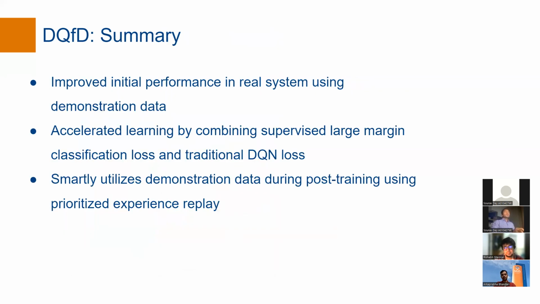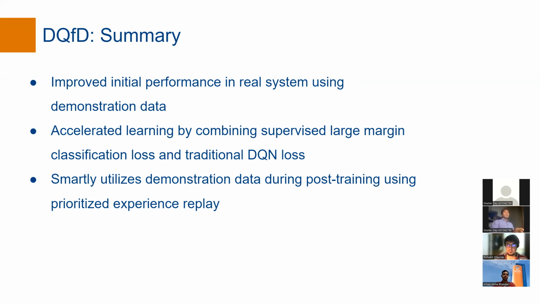Okay, so in summary, 3 main points I want to cover. DQfD generates improved initial performance in real systems using demonstration data as compared to vanilla DQNs. This is very obvious from the experimental data that we observed as well as what was demonstrated in the paper. The second key point is how DQfD is able to accelerate the learning process by combining supervised large margin classification loss and the traditional DQN losses as shown in the loss equation.